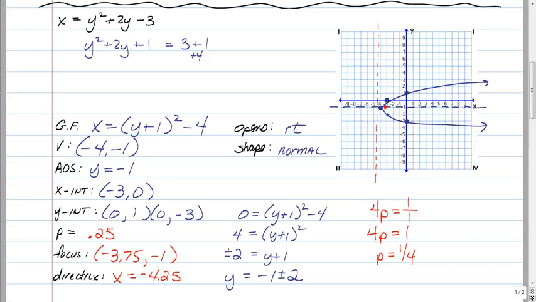Okay? So that's it. You just got to tweak your thinking a little bit. Once you practice a couple of these, you'll be good to go. Now, there's one more example in the notes. I'm going to save that for class.